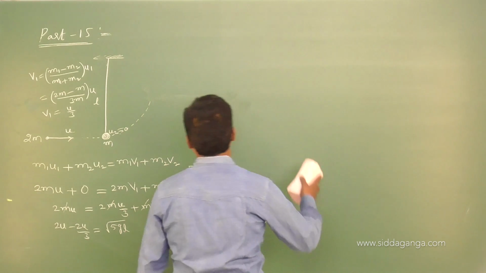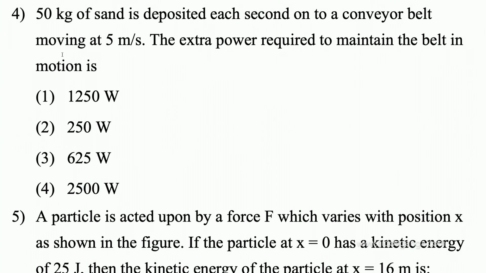See the next question. 50 kg of sand is deposited each second onto a conveyor belt moving at 5 meter per second. Then they are asking to find the extra power required to maintain the belt in motion.